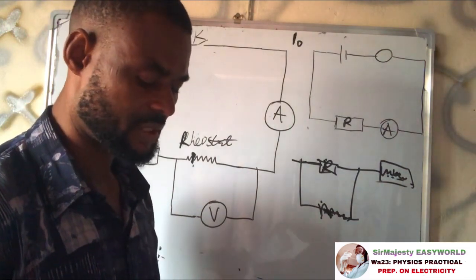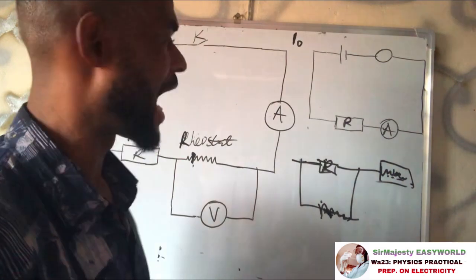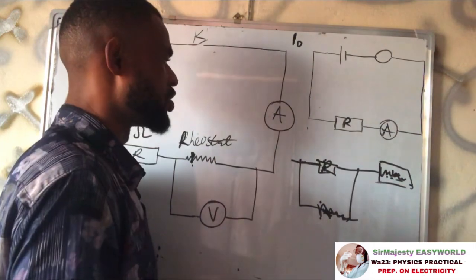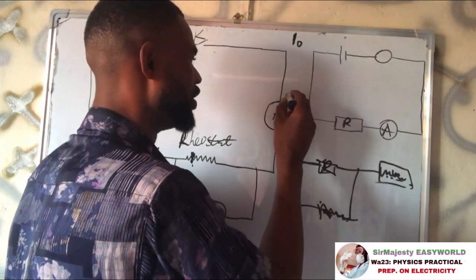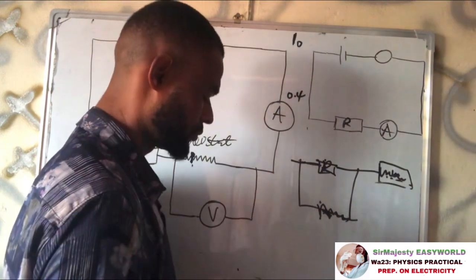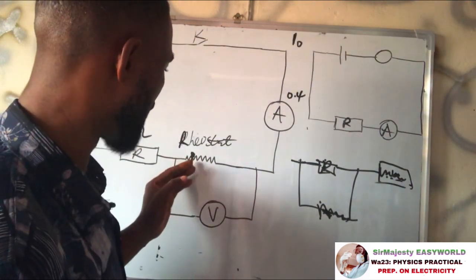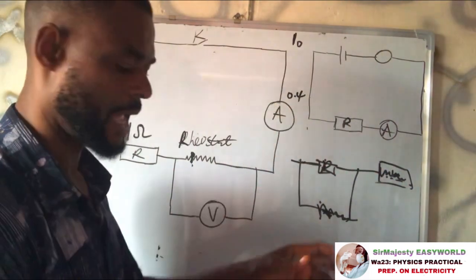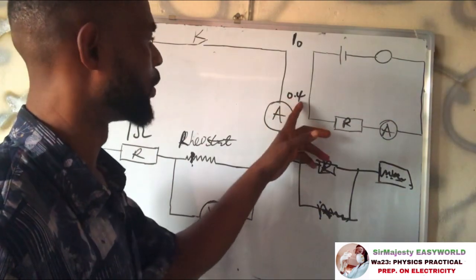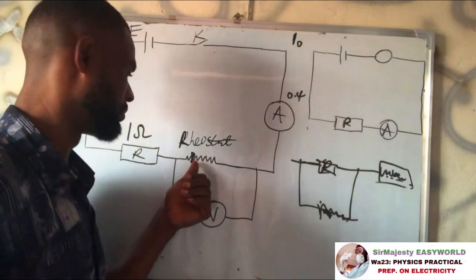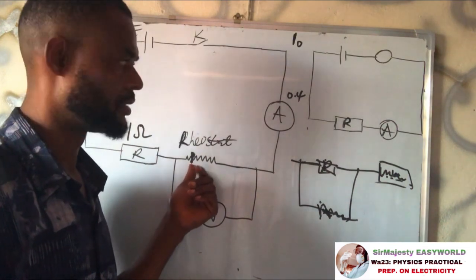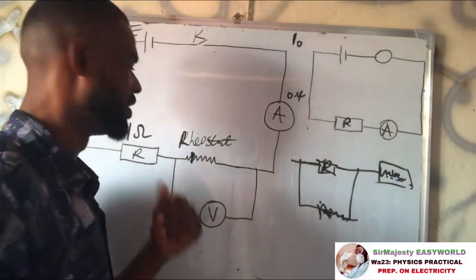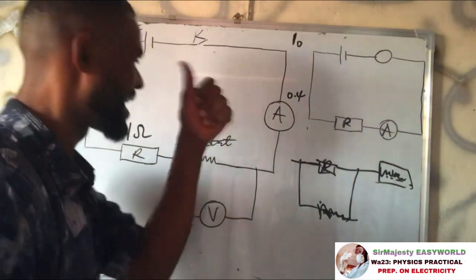Then adjust the rheostat to make the ammeter reading high. The ammeter is this one. You'll be adjusting it until this one has a reading of 0.4 ampere. You understand now? You'll be moving this thing, and as you're moving, you'll be watching the ammeter. The pointer will be shaking until the pointer makes 0.4. You now stop adjusting the rheostat. Then take a reading of this ammeter. Look at it when it is 0.4. Stop moving the rheostat.